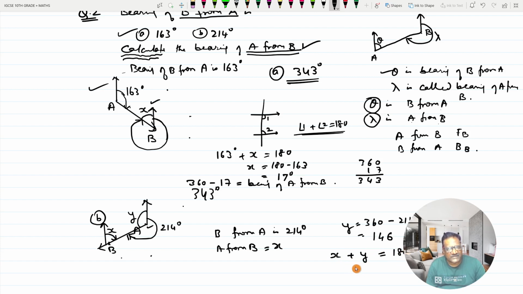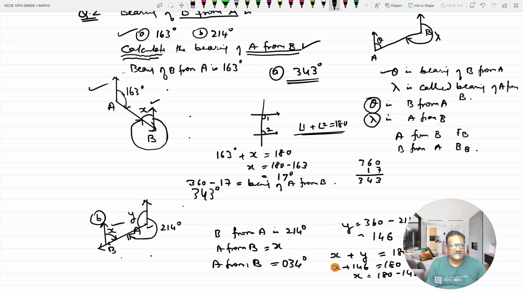From that, Y is 146. So X plus 146 equal to 180. So my X will be equal to 180 minus 146, which works out to 10 minus 6 happens to be 4, and 7 minus 4 happens to be 3, and this is 0. So 034 degree is my X, and that is nothing but my bearing of A from B. So my answer is the bearing of A from B is equal to 034 degree.